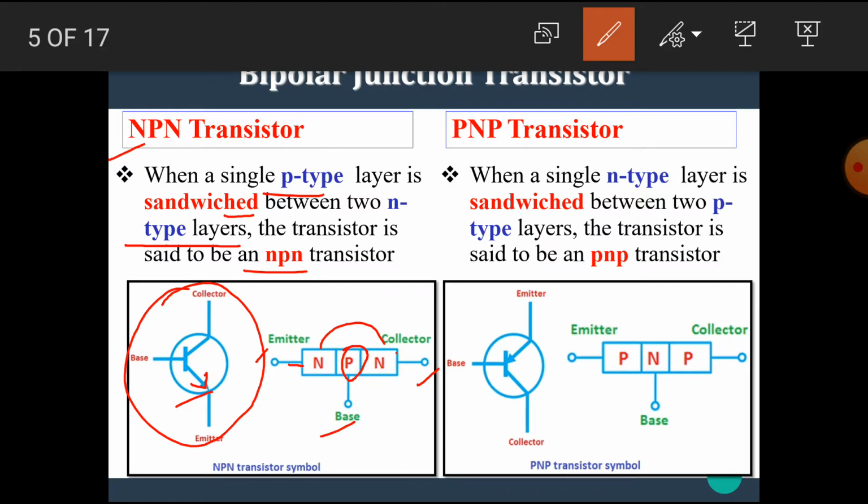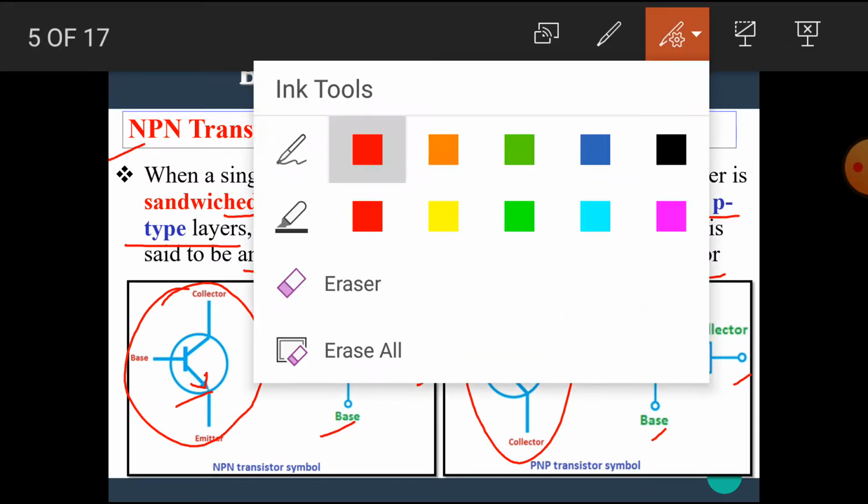In PNP transistor, when a single N-type layer is sandwiched between two P-type layers, then the transistor is said to be PNP transistor. That means this N-type semiconductor layer is sandwiched between two P-type semiconductor layers. The three terminals are emitter, base, and collector. This is the symbol of the PNP transistor, and the arrow is in inward direction. I hope you all understand.